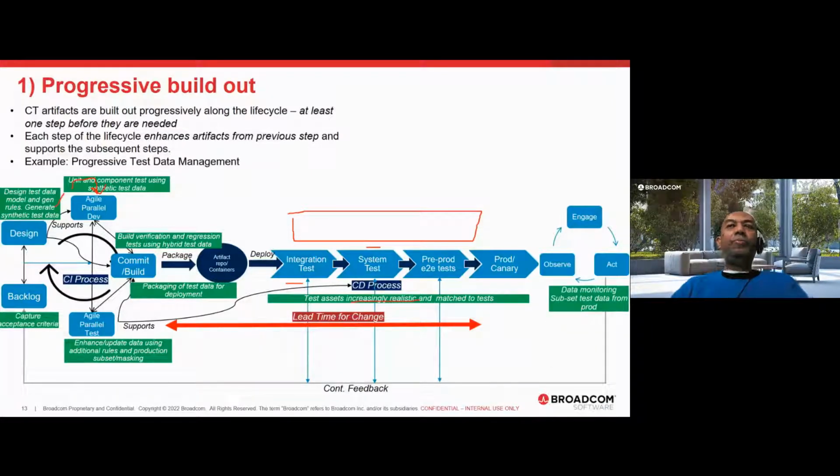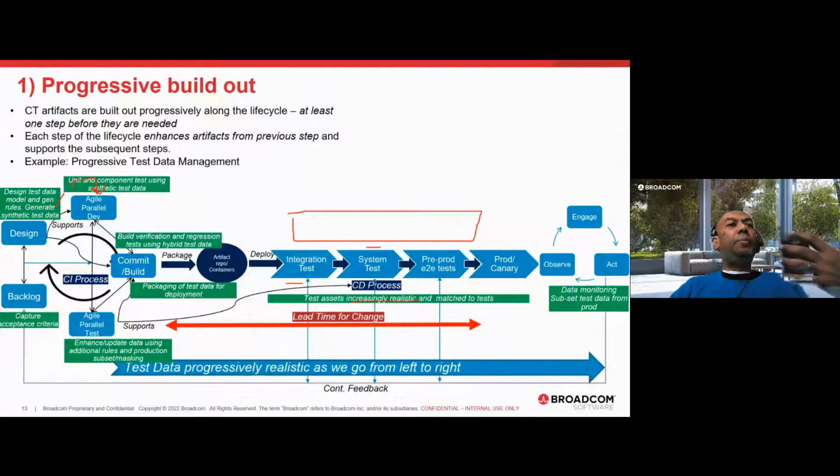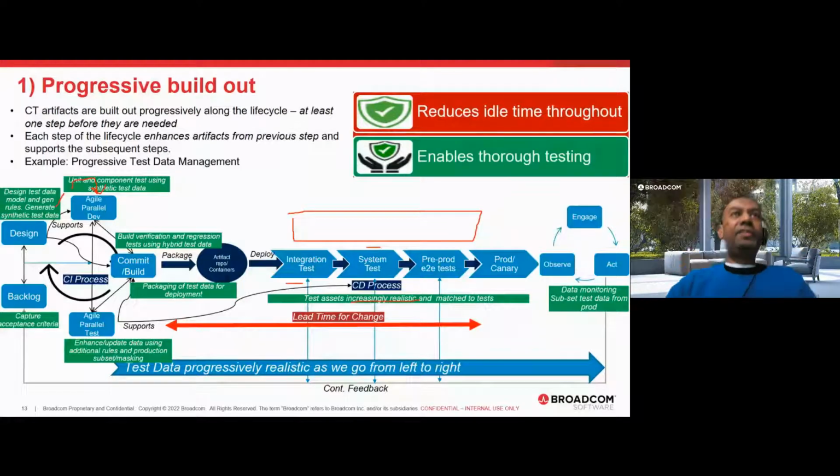And of course, we also use our monitoring in production to make sure that when there are significant data changes, we can refresh our test data by subsetting from production as well. So hopefully that gives you a sense of how we do progressive build out as an example for test data management. We start out small, start out lightweight, support the developers, and then progressively become more realistic as we go from left to right by enhancing the test assets that we built. So we can clearly see here that this is a big driver for reducing idle time.